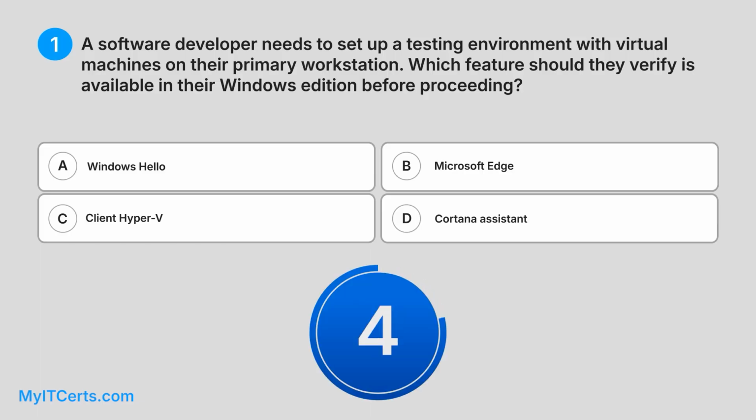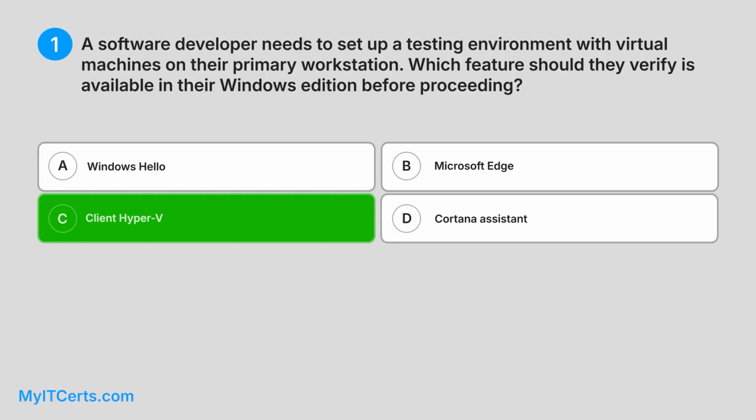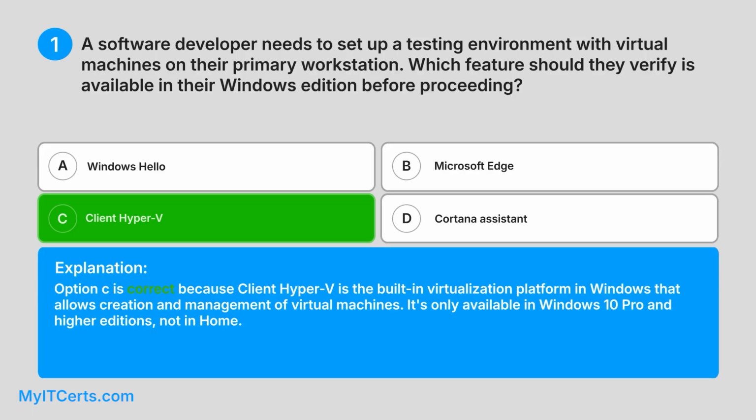Can you guess the answer? Correct answer, C. Client Hyper-V. Explanation. Option C is correct, because Client Hyper-V is the built-in virtualization platform in Windows that allows creation and management of virtual machines. It's only available in Windows 10 Pro and higher editions, not in Home.